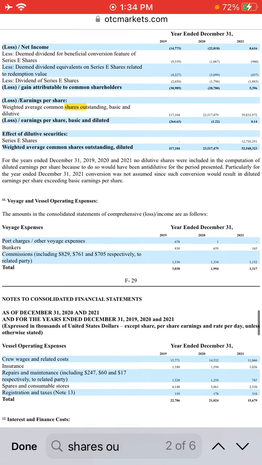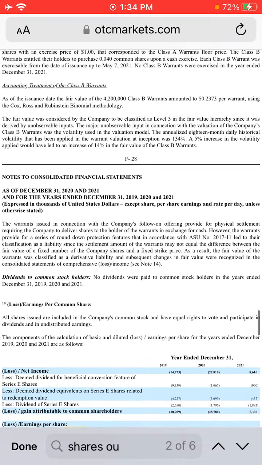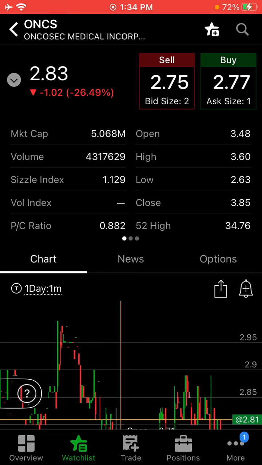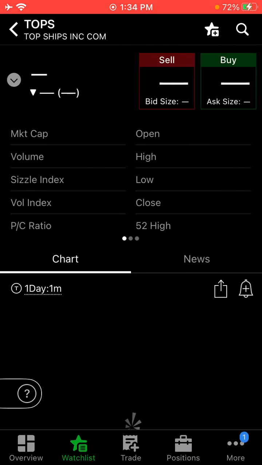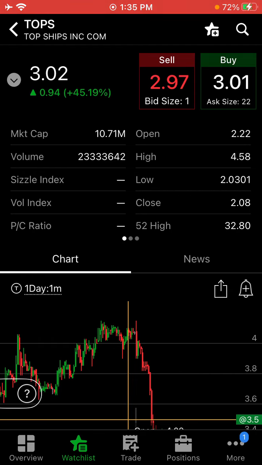And then at the end of 2021, the shares were 39 million. And so this is why sometimes it helps to do what I said earlier, where you can approximate the float by looking at the shares outstanding. Or if we see, okay, the market cap is 10 million, and then we divide it by the current price, or 3.02.